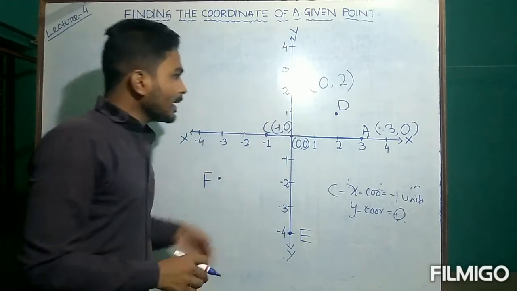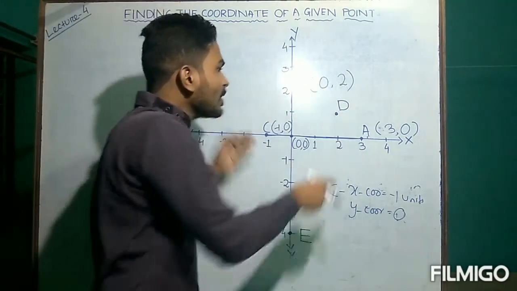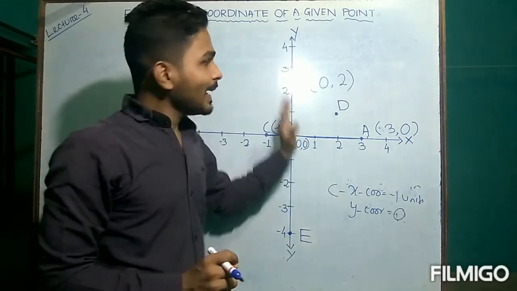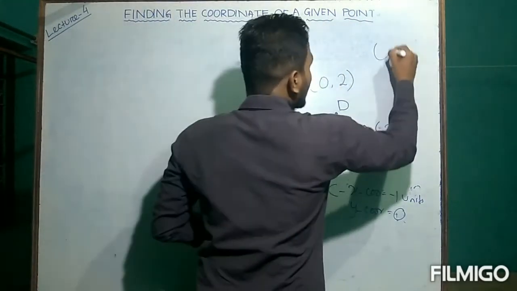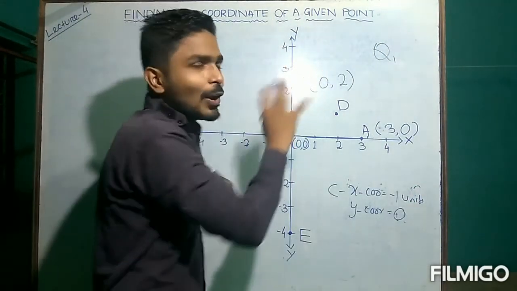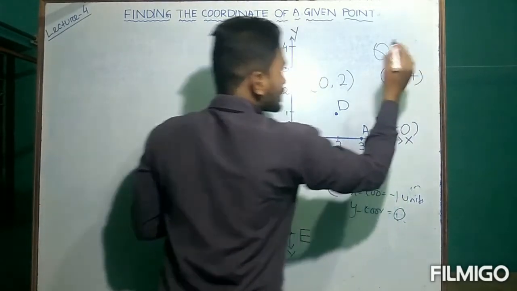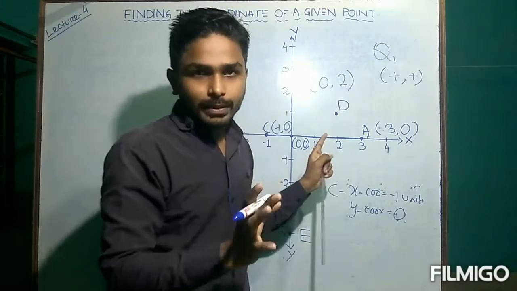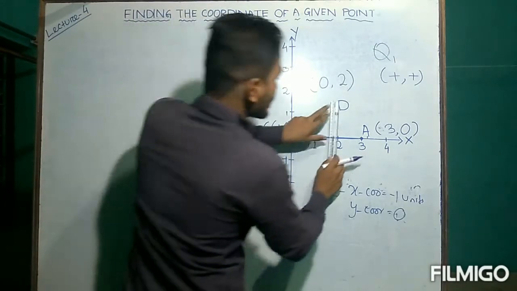Simple. Now coming to the point D. In all the 3 cases, A, B, C, these points lie on either the x axis or the y axis. But here the point D doesn't lie on any axis. It lies in a quadrant. Which quadrant is that? It is quadrant 1. Now what is the possible sign of quadrant 1? As we know, the possible sign of quadrant 1 is (+, +). It means the x coordinate for point D must be positive and the y coordinate must be positive. Understood? So for this, you need to draw the perpendicular distance first.